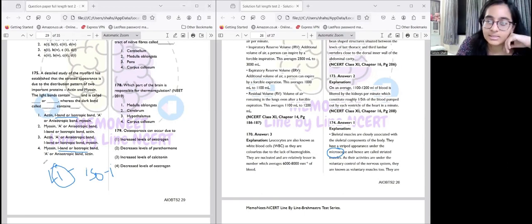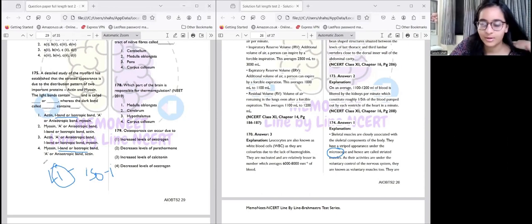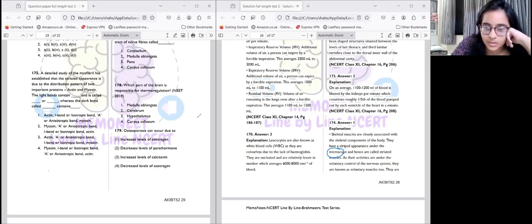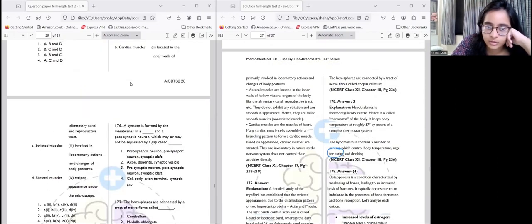Now, what is it known as? Does it have actin or does it have myosin? It has actin. Somehow we have to try to remember this, but actin is present in the light band. So this is the correct answer. For the dark band, it's myosin, which is the A band, the anisotropic band. So the answer for 175 will be option number 1. Yes. Now moving on to 176.